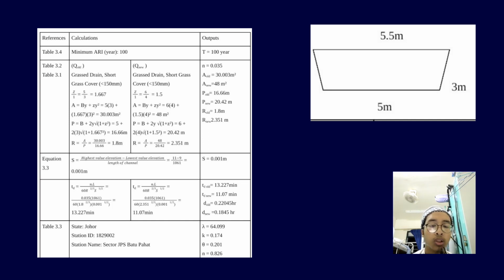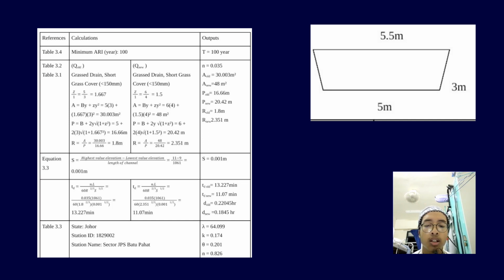And then for the state, we are at Johor, station ID is 1829002, station name GPS Batu Pahat. And then this is our size.